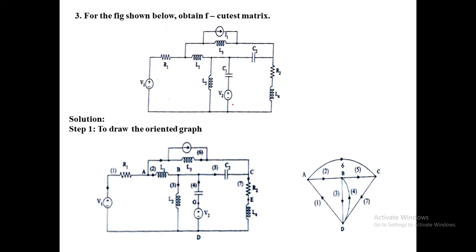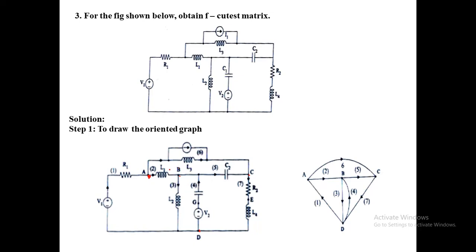Here we have to obtain the F-cut-set matrix. For that, first step we have to draw the oriented graph. We know that for the oriented graph, first we have to mark the nodes. Here I consider this as node A. Because these two are connected in series, we consider them as 1, then mark it as A. Then this is B. Here these 3 elements are connected in the same branch B. Next, this end of the inductance is connected here, C. We have marked this as C. Next, this is D. This is the ground, the last node D.